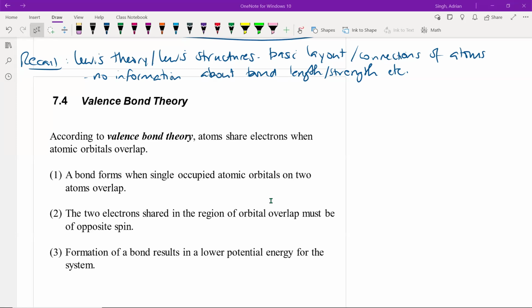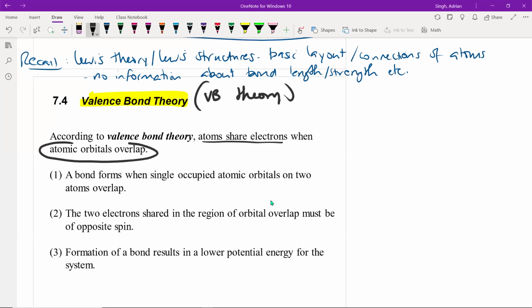So the next one we're going to be taking a look at is something called valence bond theory. Okay, and I'll abbreviate this as VB theory from this point onwards. This theory is based on the fact that we are going to treat bonding as when atoms share electrons, which we've already mentioned, but they share electrons when atomic orbitals overlap with each other, right? And that's the key thing when it comes to valence bond theory: the overlapping of atomic orbitals.